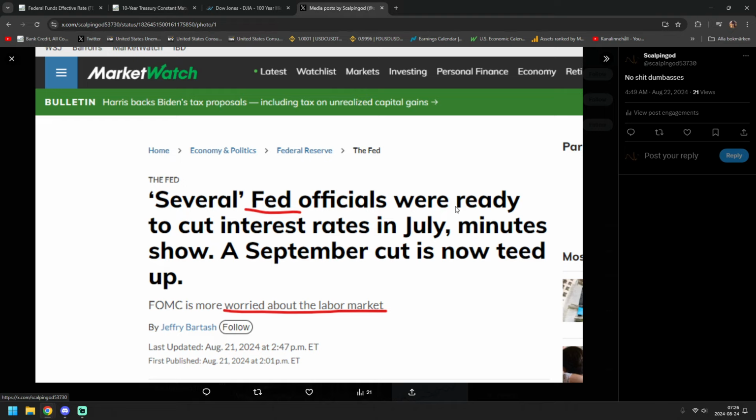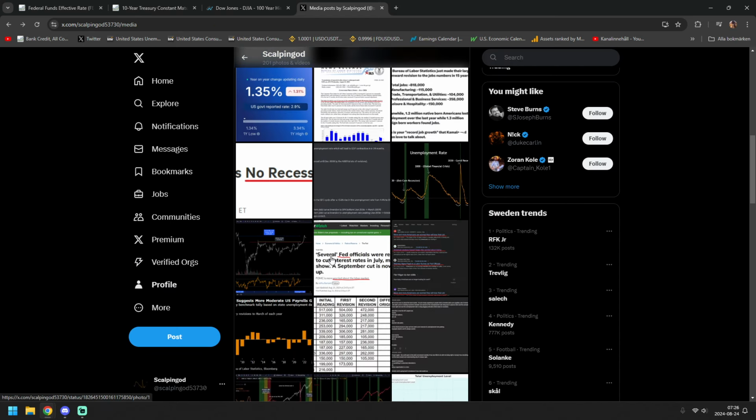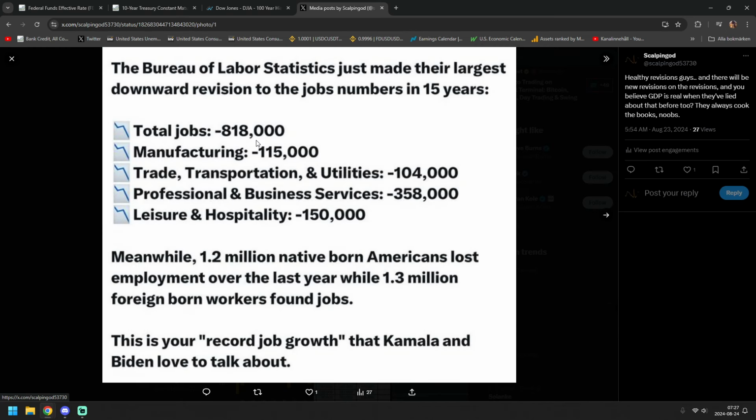Several Fed officials were ready to cut interest rates in July. Minutes show a September cut is now teed up. FOMC is more worried about the labor market. Yeah, and then we had revisions here of 818,000, so this means that they were lying to you about 818,000 jobs, and this is what they're admitting to right now. They're gonna do revisions on the revisions.